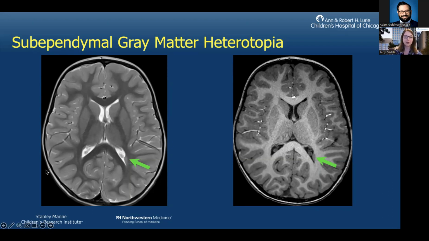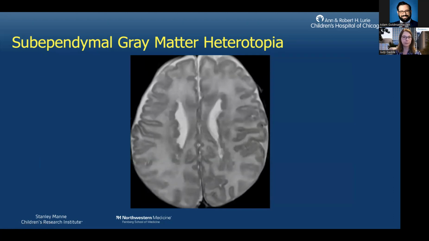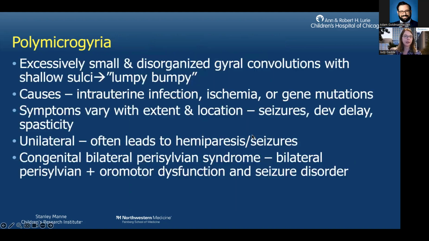And one thing that helps me find subependymal gray matter heterotopia in particular is when there's an indentation, kind of like a concavity into the lateral ventricles. That can help be a sign. And of course, this will follow gray matter on all sequences. More extensive bilateral subependymal gray matter heterotopia, I think there's no question that probably the majority of us could see this, and again, pretty extensive along the bilateral lateral ventricles.